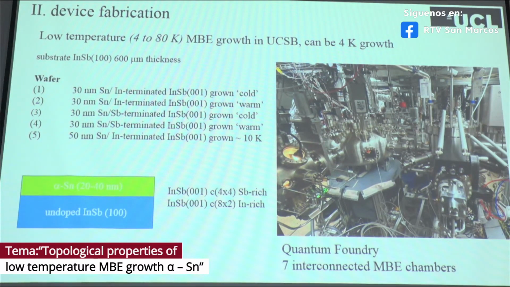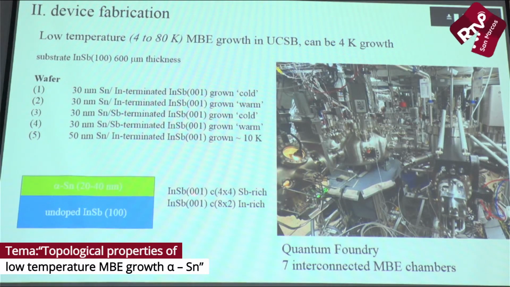And the parameters that we're in control of, we can control the growth temperature. Cold might be 4 Kelvin, warm might be 20 Kelvin, okay? The device wafers are grown on semiconductor wafers, 2-3-inch wafers. I think you can get 4-inch wafers now of indium antimonide. What we can control is how the indium antimonide surface is terminated before the growth of the alpha tin.